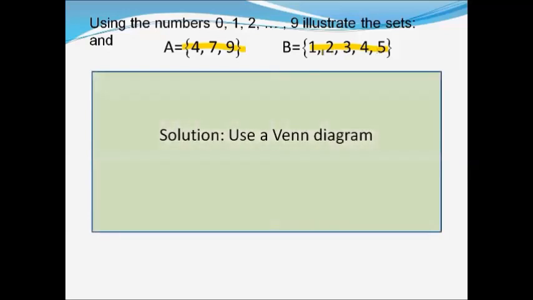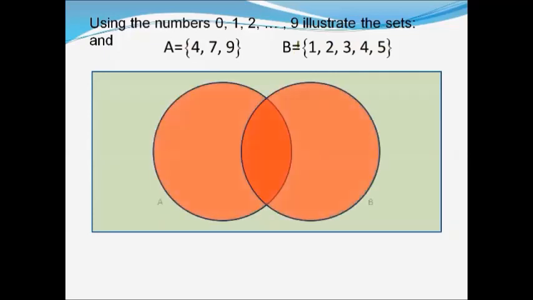So the solution here to illustrate the sets is to use a Venn diagram. This is the Venn diagram, the two circles here, since we have two sets, A and B. Now, 4 is in both sides. As you can see here, from set A, 4 is present, and from set B, 4 is present. Thus, we put 4 inside the two circles, which is the intersection.